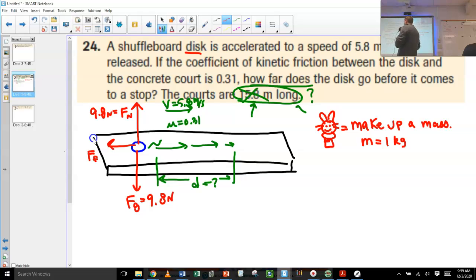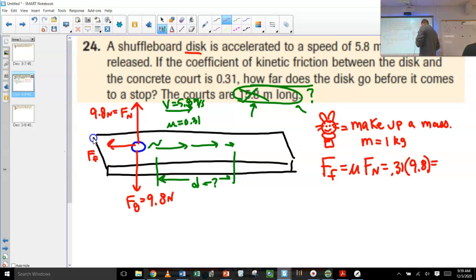slowing me down. And the force of friction, we can actually figure that out. It's the coefficient times the normal force. And the coefficient is 0.31, and the normal force is 9.8. So 0.31 times 9.8, and that equals 3.0. So we know our force of friction over here: 3.0 newtons.